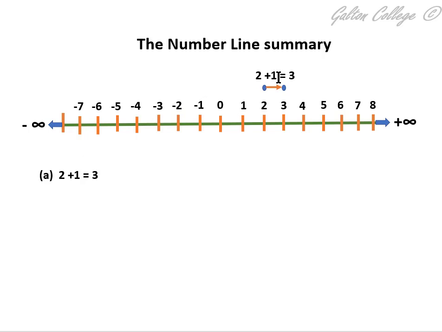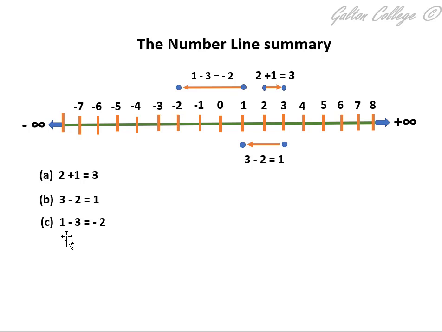If you have 2 plus 1, that's 3. So 2 plus 1 is 3. And if you have 3 take away 2, we've got 1. 3 take away 2, which is 1. 1 take away 3 is minus 2. Minus 2 plus 1 is minus 1.